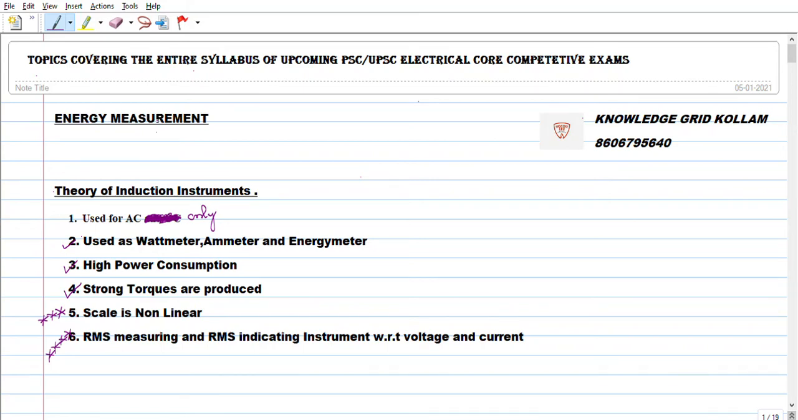So, our next topic is measurement of energy. Last class, we discussed measurement of resistance: low resistance, medium resistance. We discussed methods. The next method is energy measurement by using a single phase energy meter.